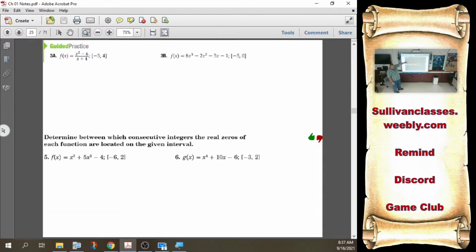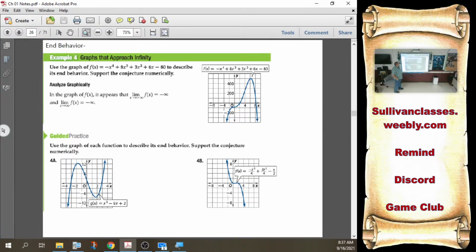Cross out this whole page. Pretty sure you all got that. I don't even know if I put that in the homework. I might have put 1. Okay? I think you can just look at a screen and tell me between which two things the zero is. So, instead we'll go to end behavior.